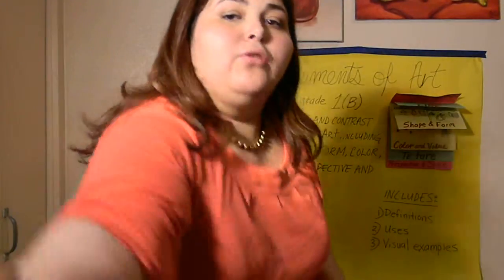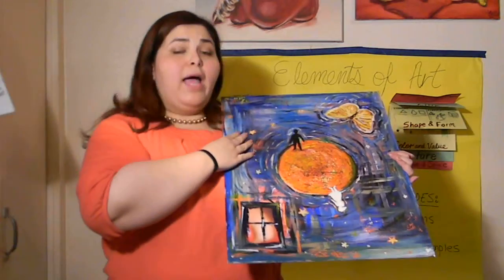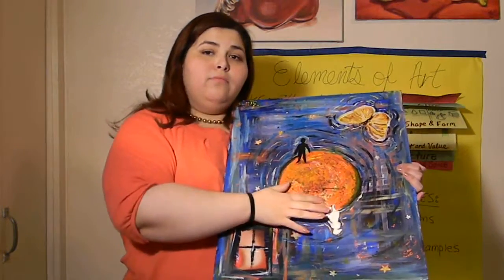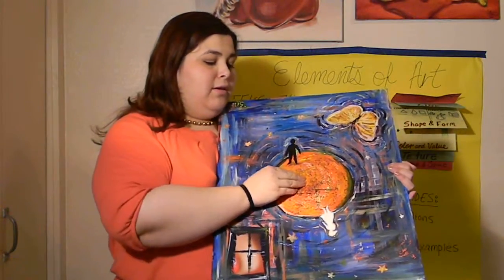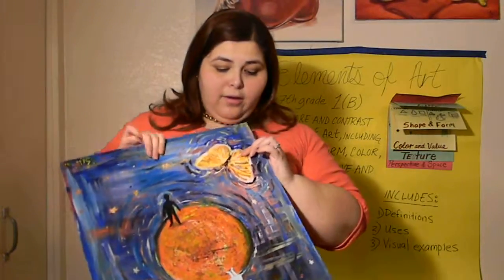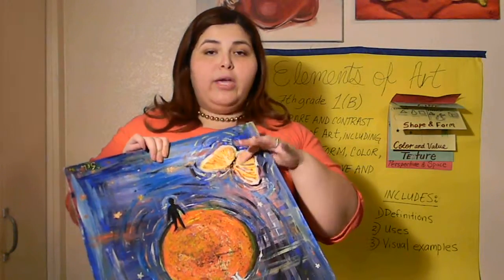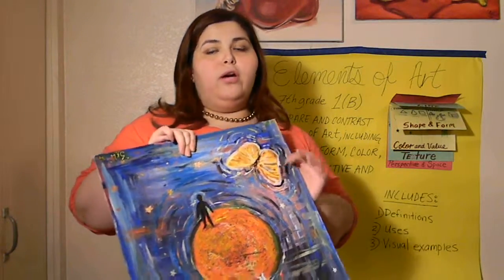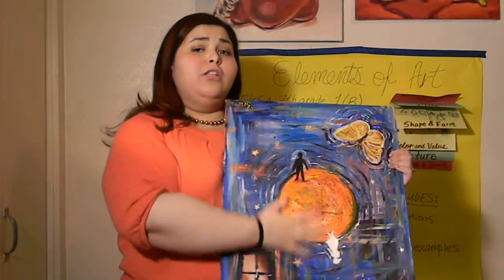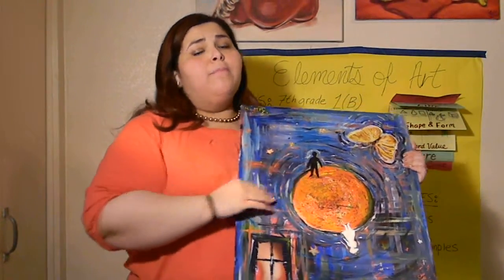But going back to our painting, texture is implied. As in the circle, there's a spackling process. And in the butterfly, the texture of the wings is implied by the strokes of the color. Sometimes even touching the painting, you can feel texture, but that is not always true.